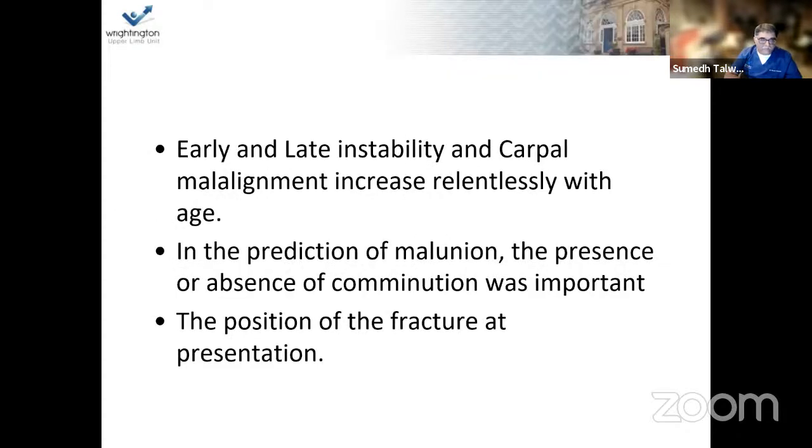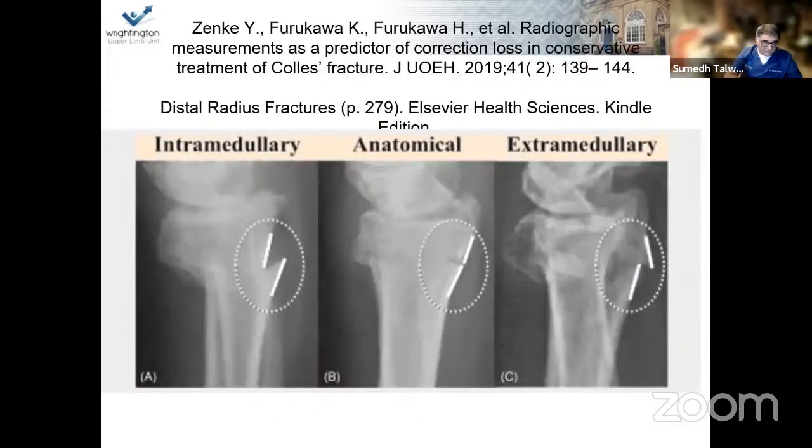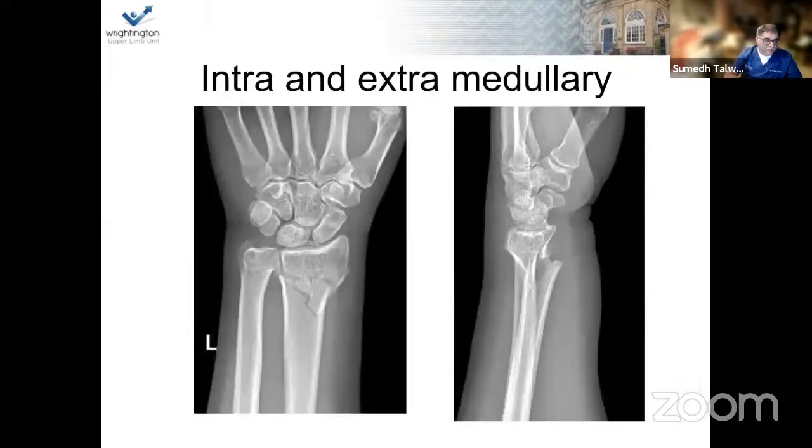So in summary, I think it's fair to say that with the relentless march of age, there are chances that the fracture could displace. In prediction of malunion, the presence of comminution is very important. And the position of the fracture, the starting point is crucial. So it's not enough to just look at the post-reduction films. Please look at the initial fractures. There's a whole list of predictors of instability that the paper talks to, and it's very, very much worth reading this paper. I'll just go to the last point, the volar continuity. This is an interesting classification by Zenke et al. And I find this quite useful. So when there's this little step, this intra-articular step, the authors speak to the possibility of instability. I find this little step difficult to reduce closed.